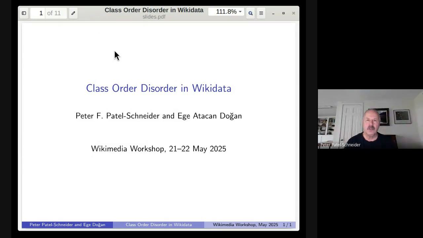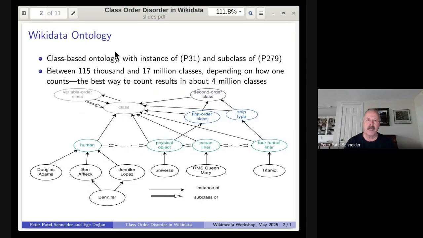Wikidata is a large community-built knowledge graph that is used to support Wikimedia projects and other applications. Wikidata has a class-based ontology using instance of and subclass of properties. The instance of property relates an item in Wikidata to the classes it belongs to. The subclass of property supports a generalization hierarchy for classes. The Wikidata ontology is large, with about 4 million classes, and complex, with regular classes such as human, classes of classes such as ship type, the class of all classes, class, and more.